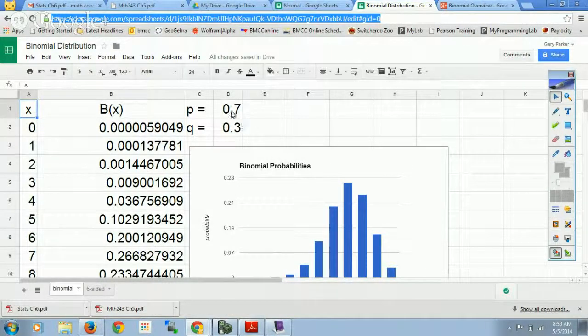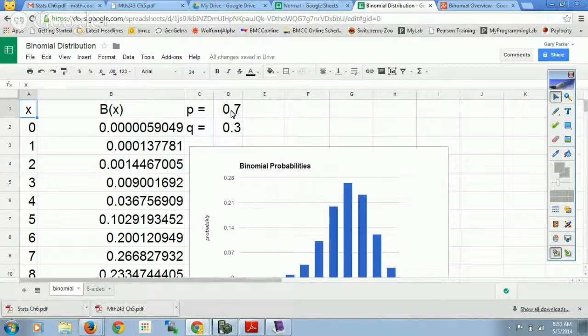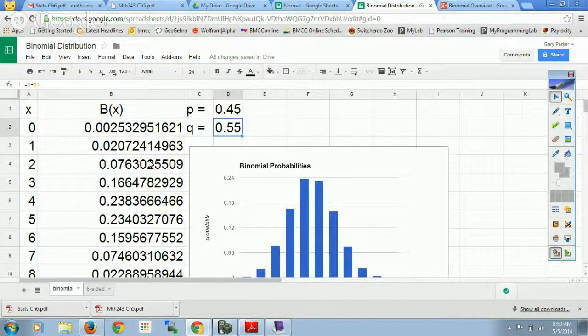Okay, so I'm going to change this. I'm going to make probability of a success equal to 0.45. And the graph should shift. Definitely stressing my computer. There we go. Okay, now that's for 10 trials.